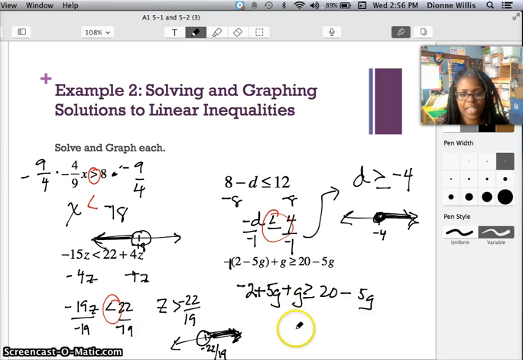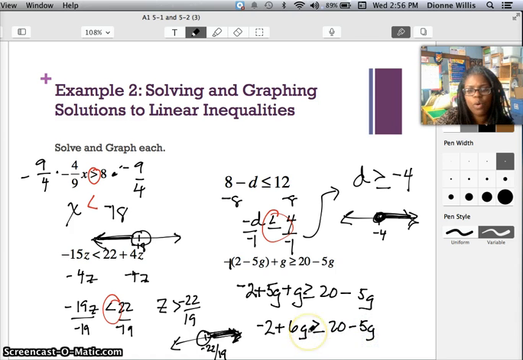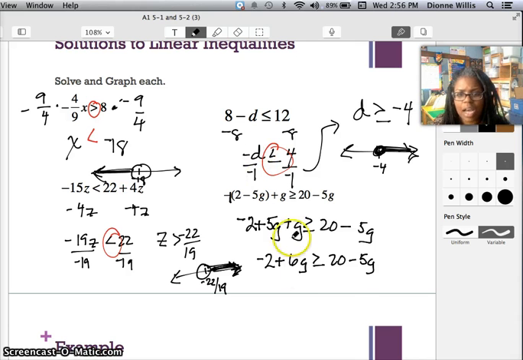Now I'm going to simplify each side of my inequality. I get a -2 plus 6g, which is greater than or equal to 20 minus 5g. Move things over the way I know I need to, which means I'm going to add a 5g to both sides, right? And by adding 5g to both sides, what I'm actually doing is keeping us from having to do that negative thing. Because if I did it the other way, then I'd have a negative coefficient of my variable. I hope it makes sense to you.